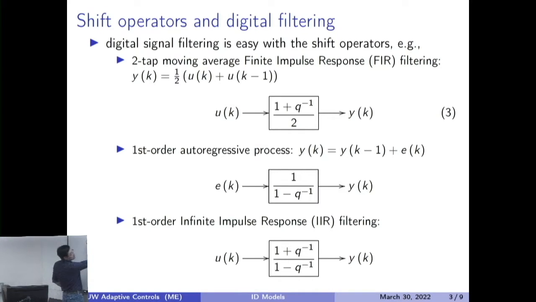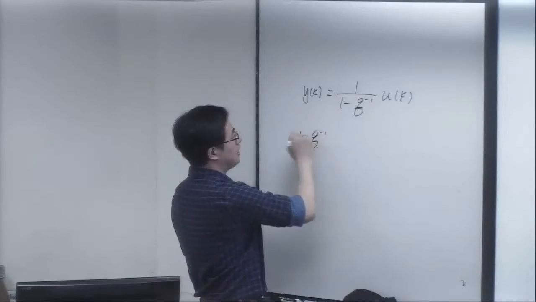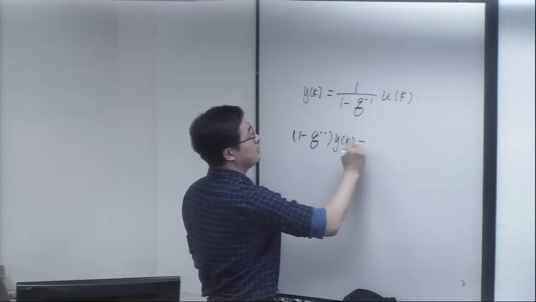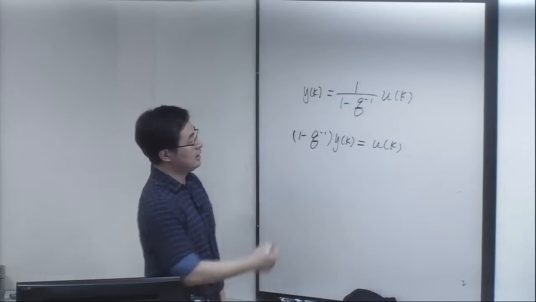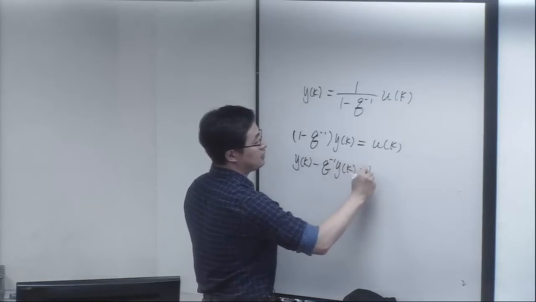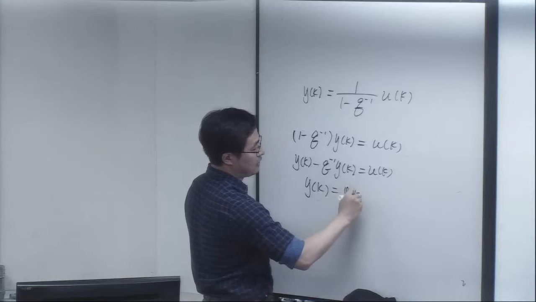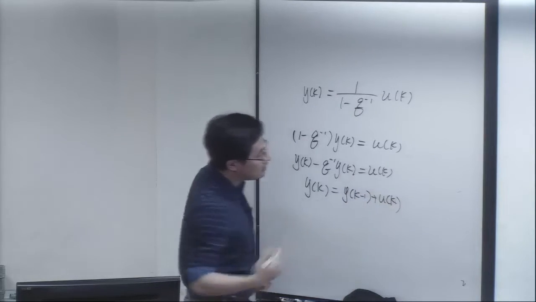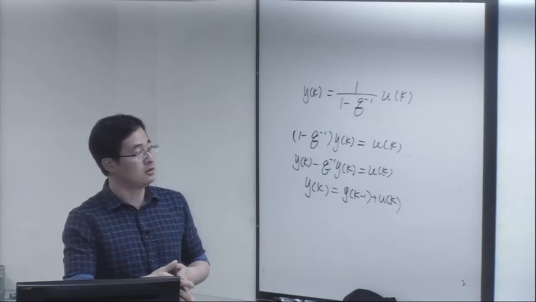Now you see the shift operators. It is very easy to understand how this works as well. It is perfectly fine to write it this way based on the definition of the shift operators. And then you can do just algebraic operations on this transfer operator. So you can see this is y_k minus q inverse y_k equal to u_k. So y_k is y_{k-1} plus u_k. This is the type of signal processing we do very often in adaptive controls.